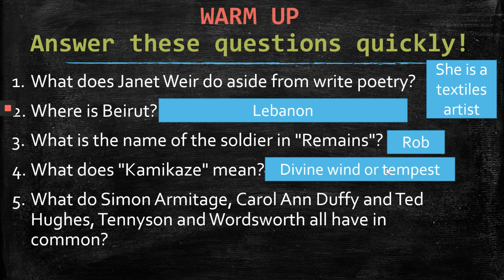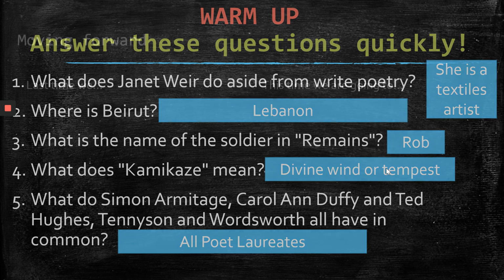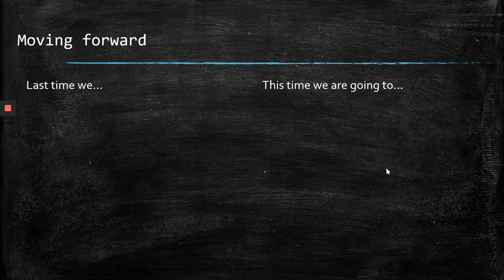And then the last one, Simon Armitage, Carol Ann Duffy, Ted Hughes, Tennyson and Wordsworth, all poets that are in the poetry anthology, but they are also all poet laureates, meaning that they are employed by the Queen, or by the King at the time for Ted Hughes, Tennyson, Wordsworth, to in fact write poetry. Kind of useful to know. A little bit of trivia for you. Probably help you in a pub quiz in the future. And you'll be thinking, yes, thank you, Mrs. Joyce. Okay, so moving forward.